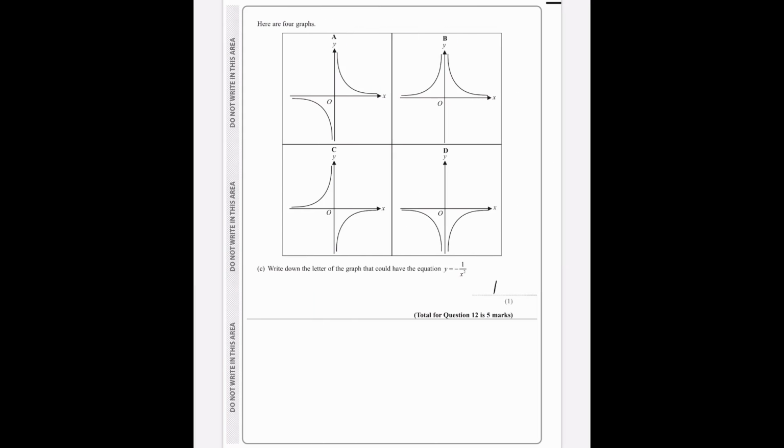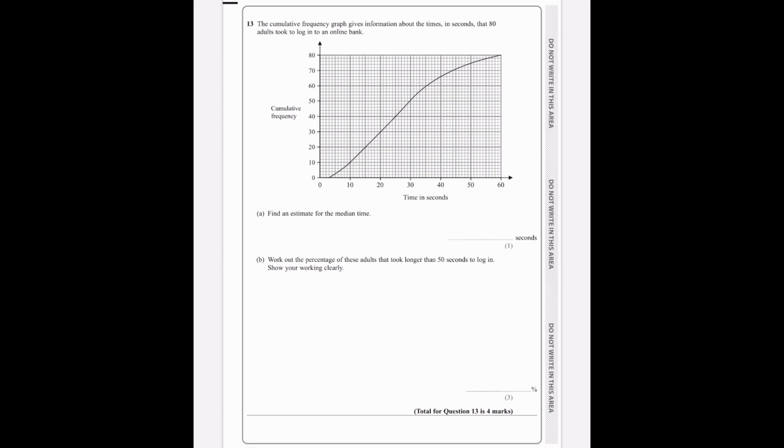For the graphs, -1 over x squared, it's always going to be negative, is the way to work this out, so it's got to be D. It's the only option.